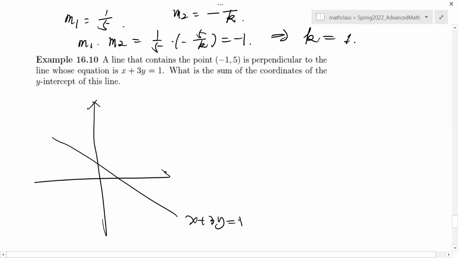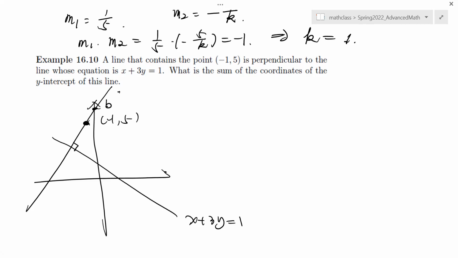The line must be like that, okay? So (-1, 5) is somewhere here. I'm going to find the line perpendicular to that, right? And I needed to find the b. What is the b, basically? Okay, so that's my picture.